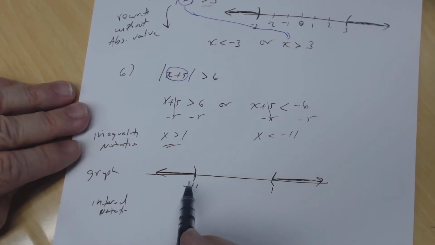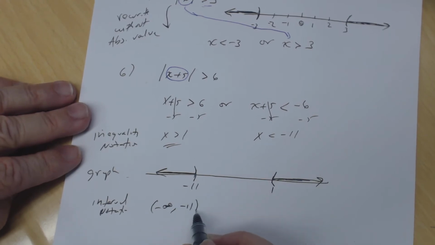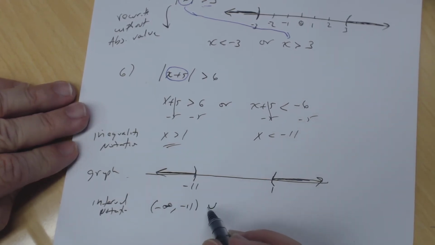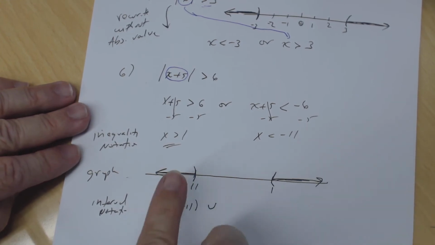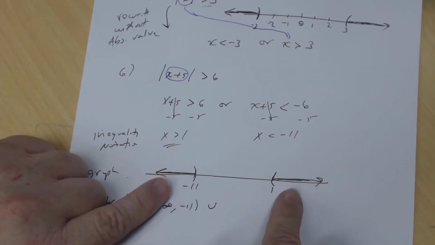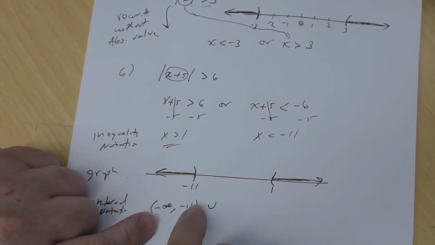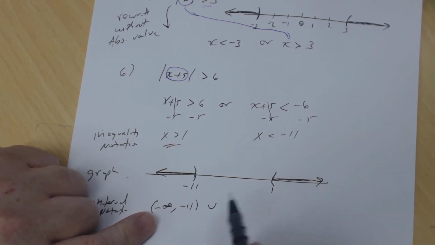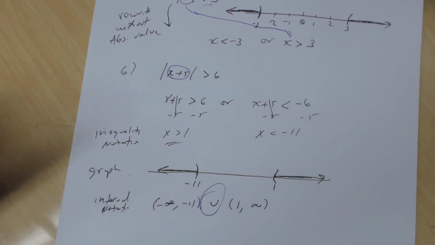For interval notation, remember how to write this. This arrow is going towards negative infinity, so you get negative infinity, comma, negative 11 with parentheses. If you use the word union, remember, "or" and union go together. So my solutions are the union of these two graphs. You can say negative infinity to negative 11, parentheses, union 1 to infinity, like this. So make sure you use the symbol union.